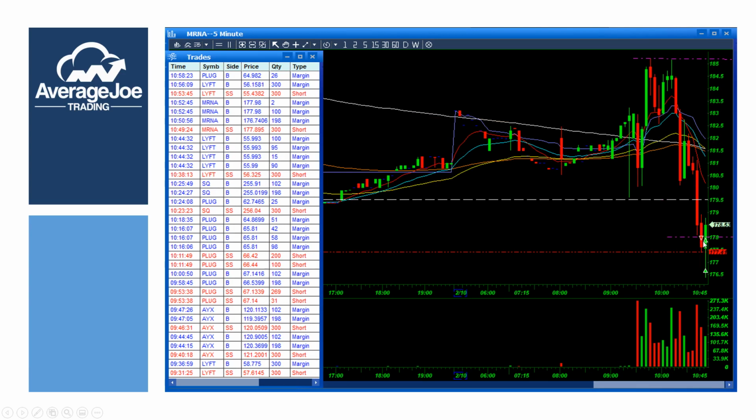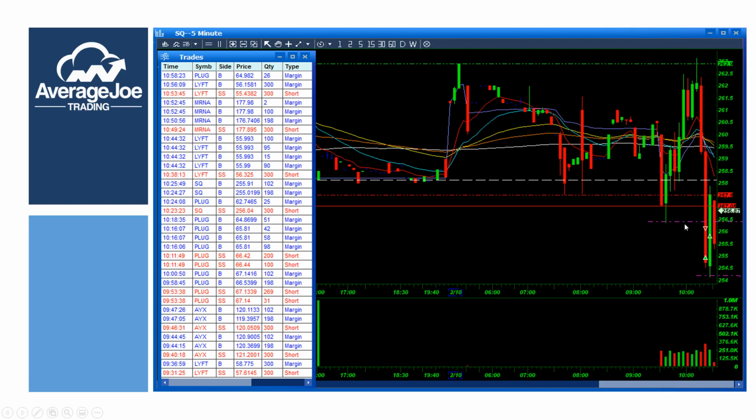MRNA, another base hit. Nice. I could have caught it here, but I was late. I didn't see it until after it sold through, so I had to wait until it confirmed the claim of red to green. And once it claimed it, I got in it, hit my first target, and then bounced. Took me back out at break even. So that was all for MRNA.